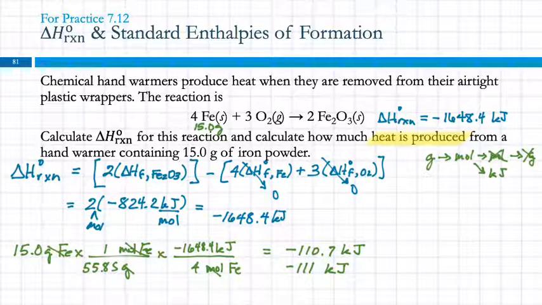Question? Why do grams and kilojoules cross each other out? Grams and kilojoules don't cross each other out. Grams and grams cancel each other out. Right, but you know how we go grams and grams, moles and moles, and the kilojoules get left. That's what I meant. Yeah, so we end up with the kilojoules. So 111 kilojoules are produced.